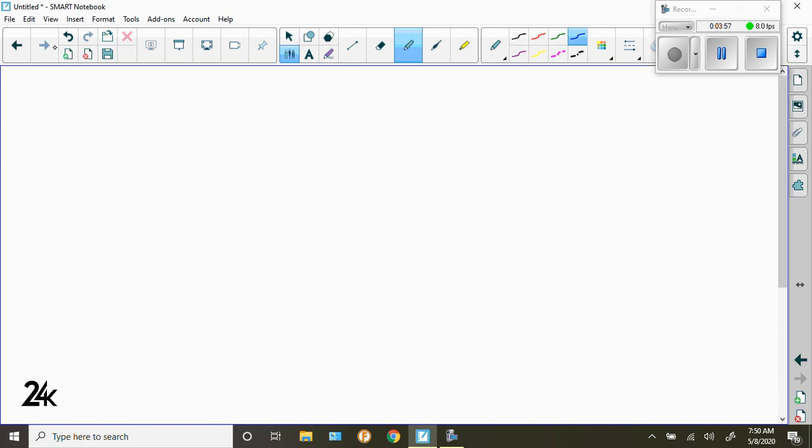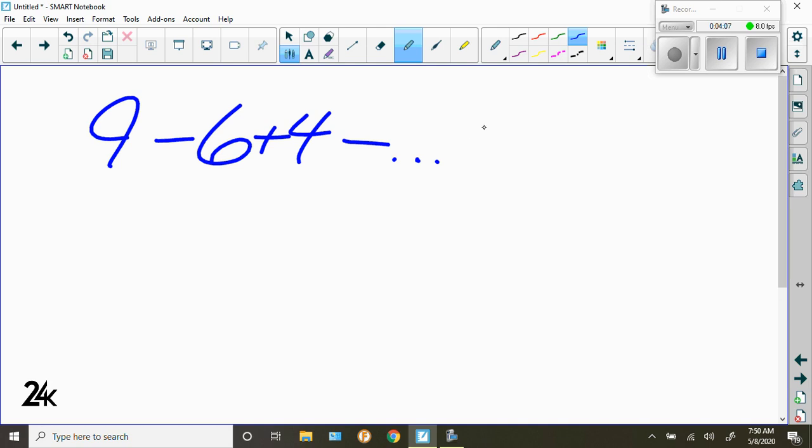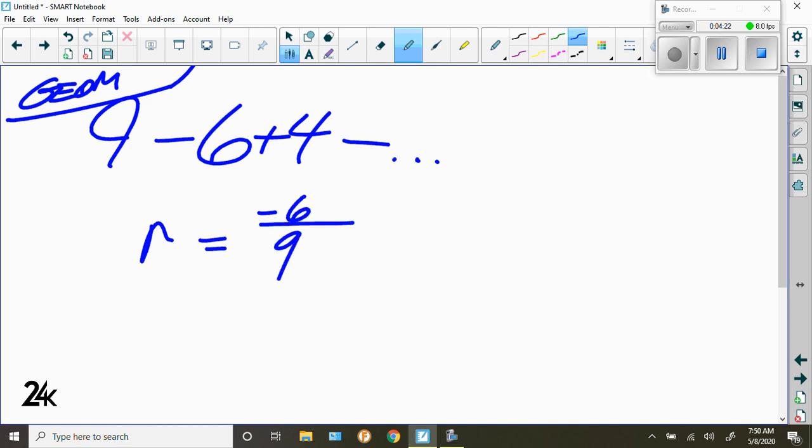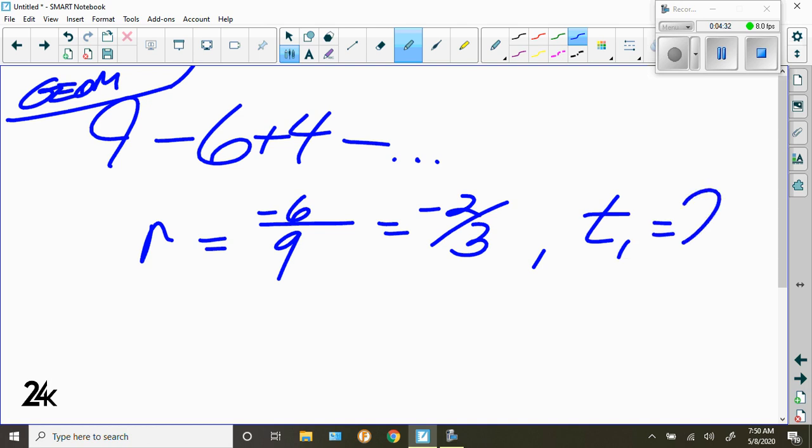So what if I said it was a geometric series like this? 9 minus 6 plus 4 minus and so on. It just keeps on following that pattern, and I tell you that it's geometric. Okay, so just a refresher on how to find r. To find r, you take the second term divided by the first term. And so that means on this one that r would be negative 2/3. The first term is obviously 9.